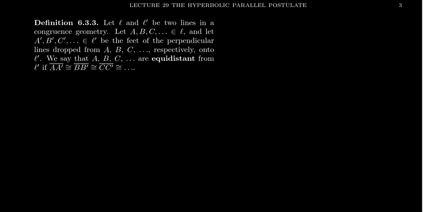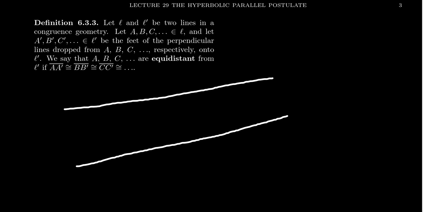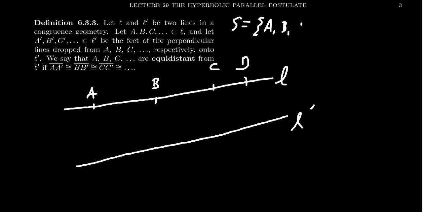So what does it mean for two lines to be equidistant from each other? Let's say we have a line L and a line L prime. For this discussion, it's not required that L and L prime be parallel. These lines might intersect at some point. Let's take points along the line L, some set of points A, B, C, D, whatever. This is a subset of our line L.